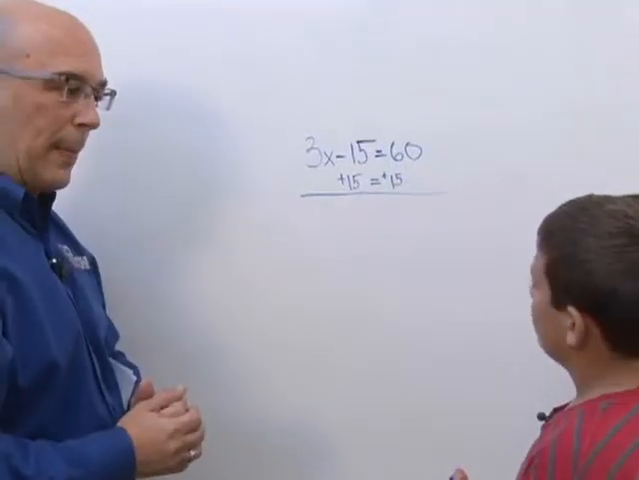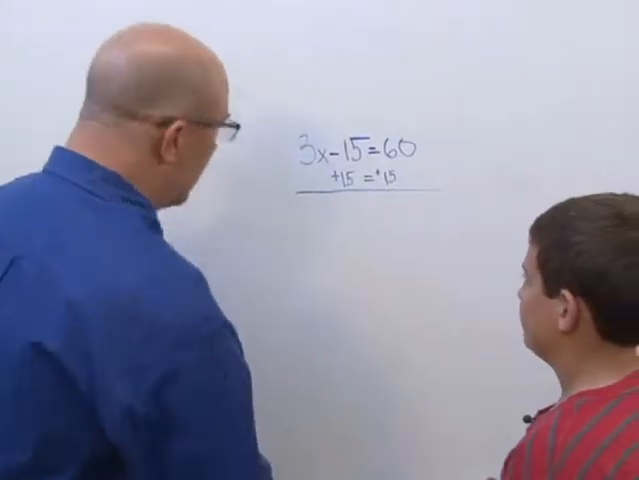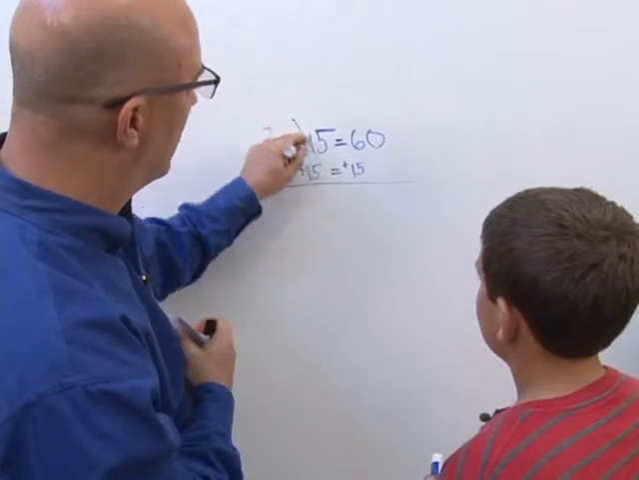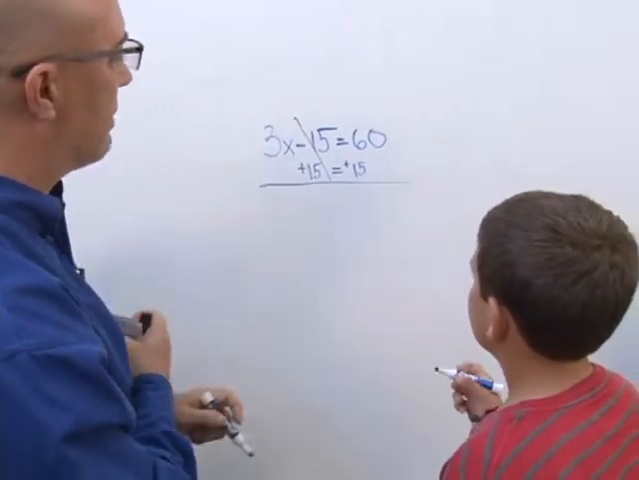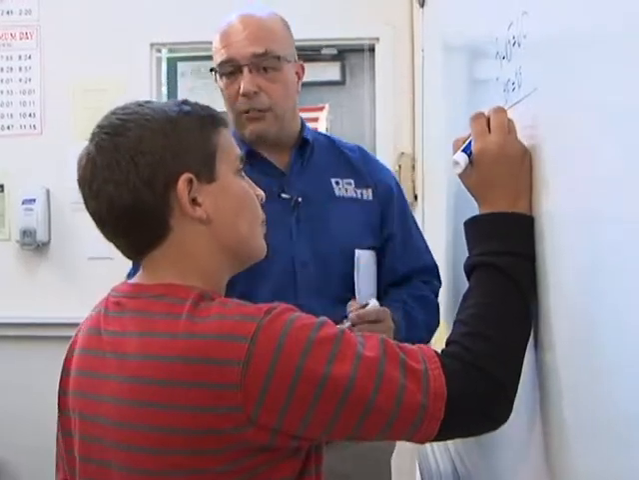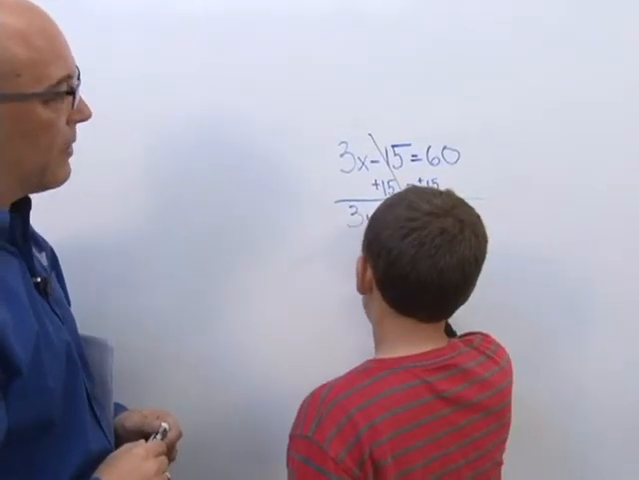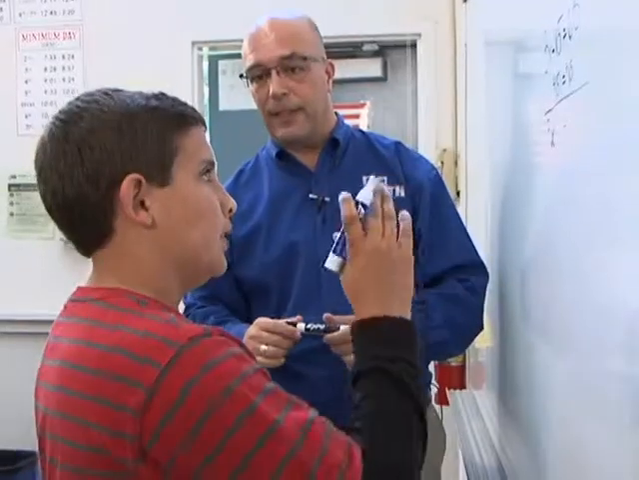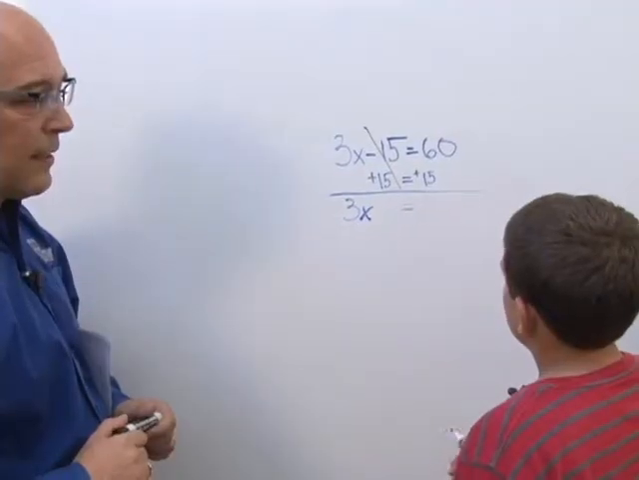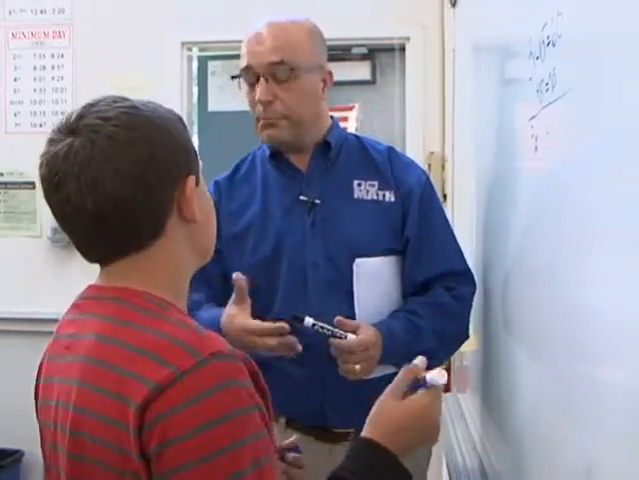What happens to it? It zeroes out. It cancels each other out, right? So we'll just cancel that out. Bring down your equal sign. What's left on the left side of the equation? 3x. Perfect. And on the right side, what do we get now? We get 75. Perfect.